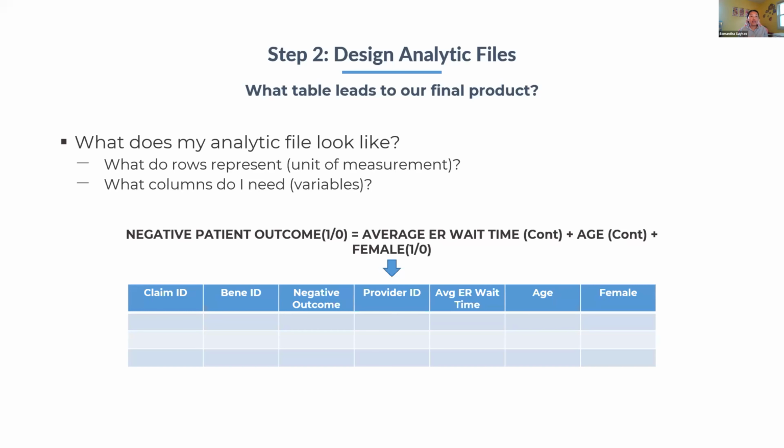So we'll see, I copied the regression model here, and then there's a little arrow down pointing at a table, and the table sort of outlines all of the different items that I've decided I want to keep. So I'm keeping a claim ID and a Benny ID. That's mostly so that I can link back to the claims files if I need to. I have a negative outcome variable, a provider ID, average ER wait time, and then age, and then gender.